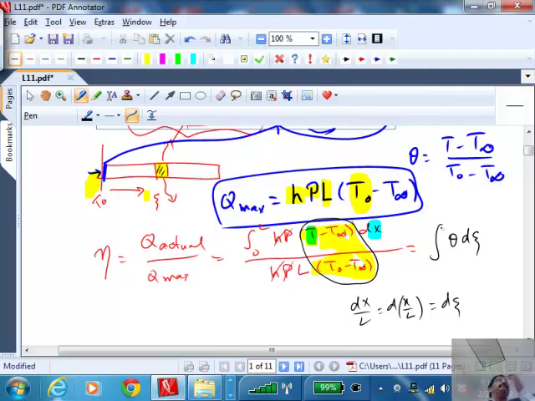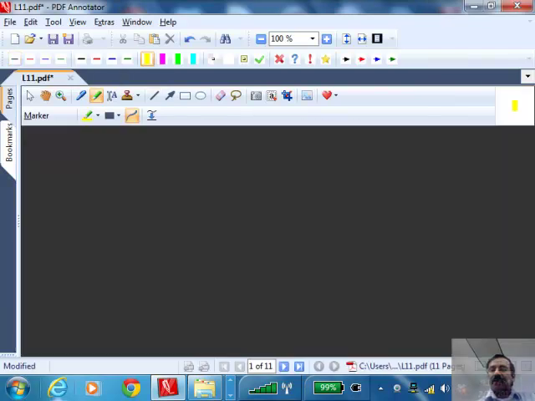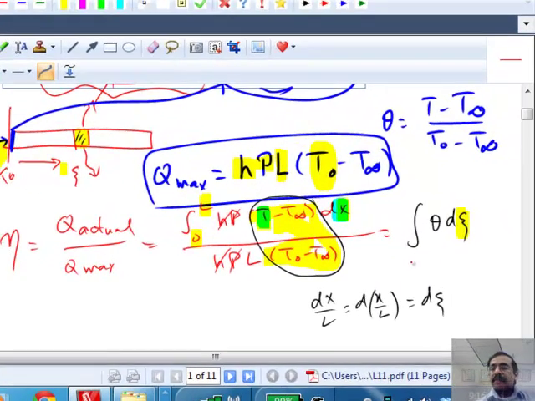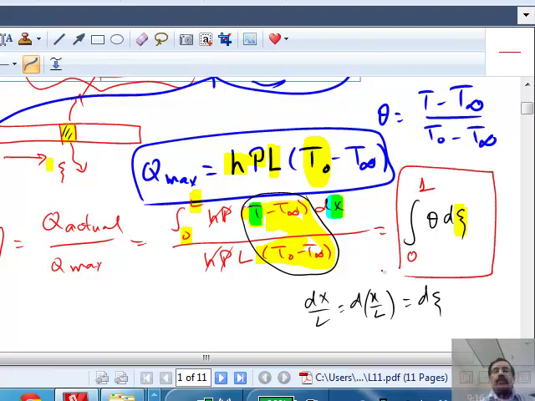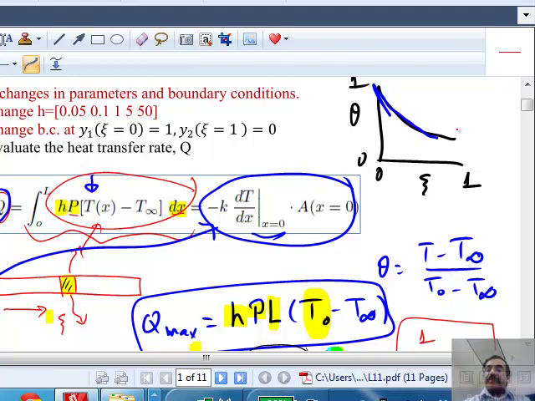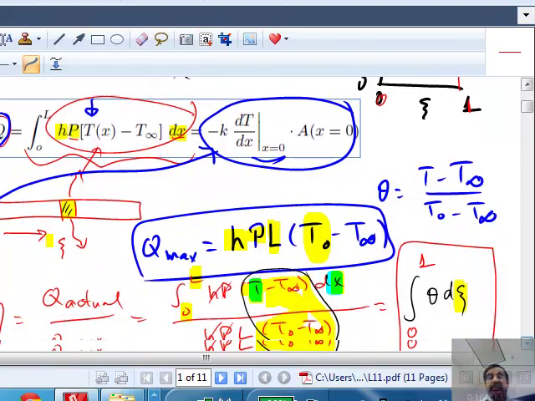And what would be the limits now? How will the limits change? Originally, the limits were going from 0 to L, right? In terms of the variable x, they were going from 0 to L. But in terms of the variable psi, they should be going from 0 to 1. So what I need to do is evaluate the integral of the temperature profile that I have, theta d psi between 0 and 1. So I need to find a MATLAB function that will allow me to evaluate that integral. If I evaluate that integral, it is not going to be equal to 1. If it were equal to 1, then the efficiency would be 1, 100% efficient. Okay.